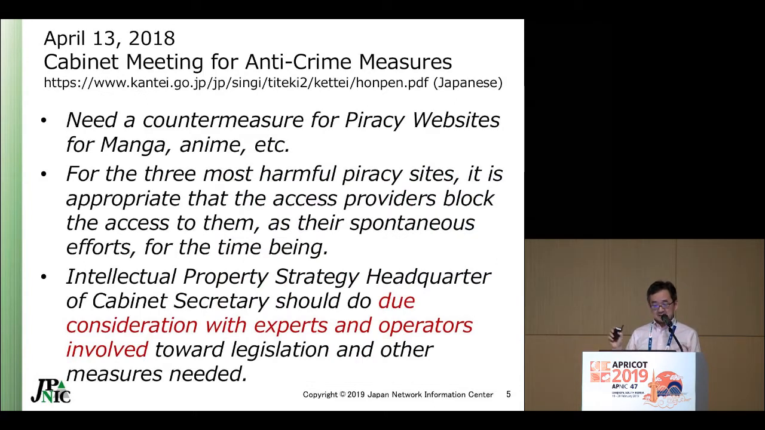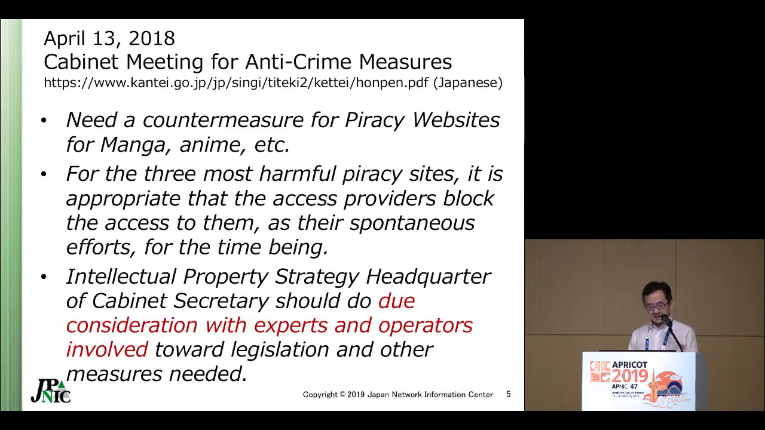On that day, as the report covers, there was a cabinet meeting on anti-crime measures, and it decided three things. One, there is a need for countermeasures against piracy websites for manga, anime, etc. Second, for the three most harmful piracy sites, it is appropriate that the access providers block access to them as their spontaneous efforts for the time being. It's a little bit funny, this expression, but the Cabinet Secretary decided it is appropriate. Hey, access provider, you do that. It's appropriate. That's all.